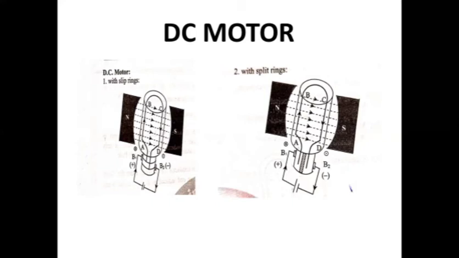With the slip rings, the brush B1 is always in contact with the conductor AB and brush B2 is in contact with conductor CD. The current in conductor AB is always cross, whether it exists under the North Pole or the South Pole. That is in case of a slip ring. Therefore, the average torque is 0. We're not getting the mechanical output.